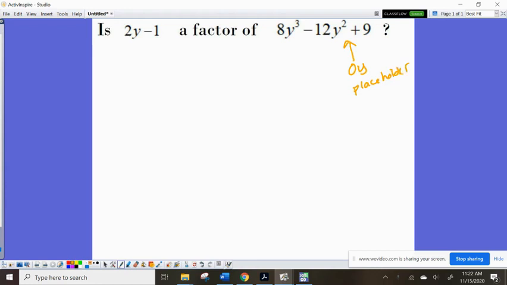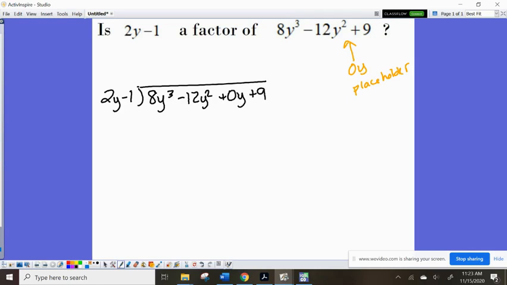So if you are ever missing terms in your divisor or your dividend, assign them a value of 0 so that everything is in the right place. 2y minus 1 is our divisor, and our dividend is 8y cubed minus 12y squared plus 0y, there's our placeholder, plus 9.